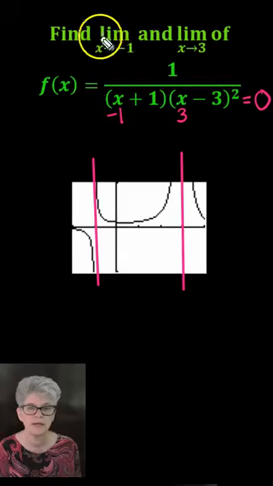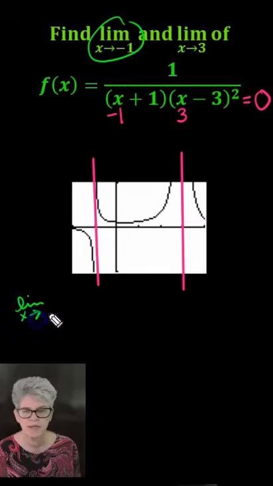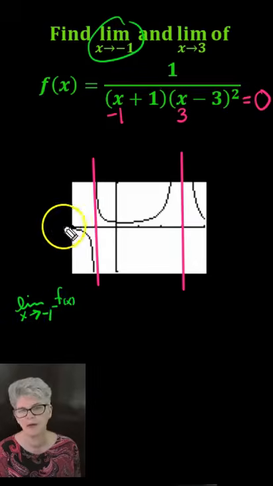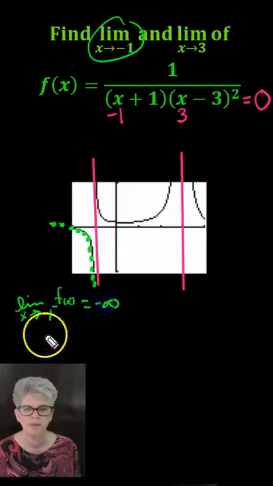So let's look at this one first. Let's look at the left-hand limit. So as x approaches -1 from the left, so what do I mean by that? Well, on the graph of the function, when my x values are approaching -1 from the left, what are the y values approaching? And we can see here that the y values are going off to -infinity.